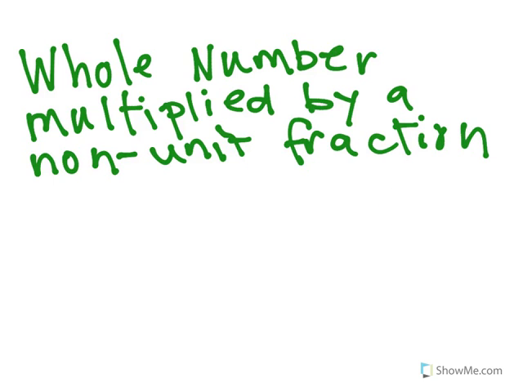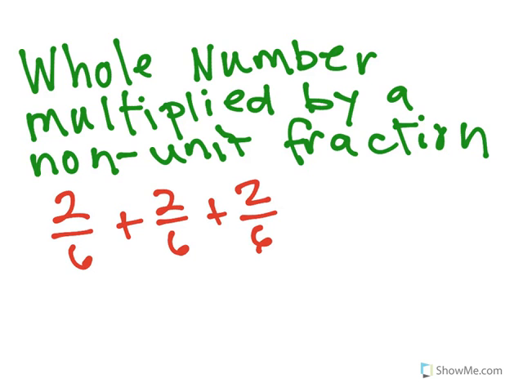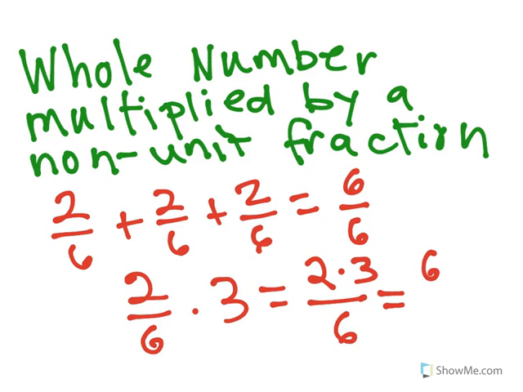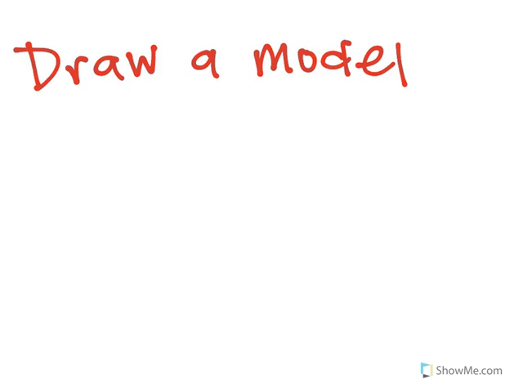So let's look at a whole number multiplied by a non-unit fraction. So 2/6 plus 2/6 plus 2/6 is equal to 6/6. Or we could say 2/6 times 3, or 2 times 3 over 6 equals 6/6. We also know that 6/6 equals 1 whole.